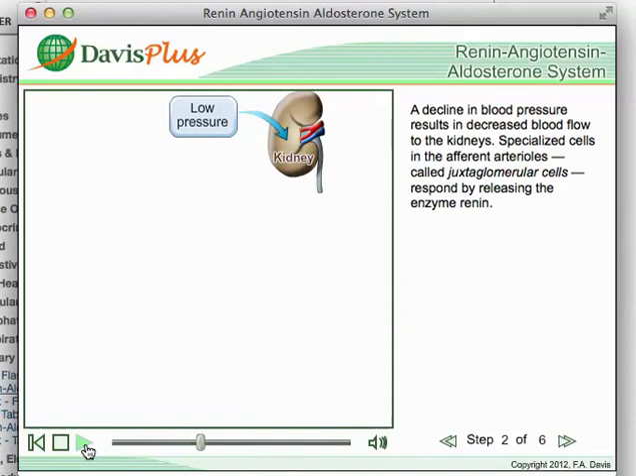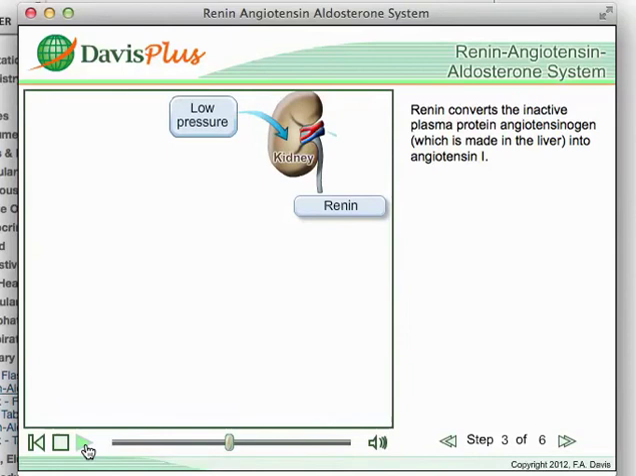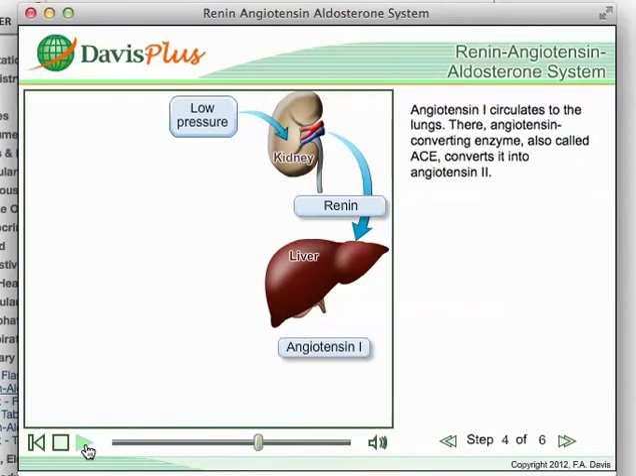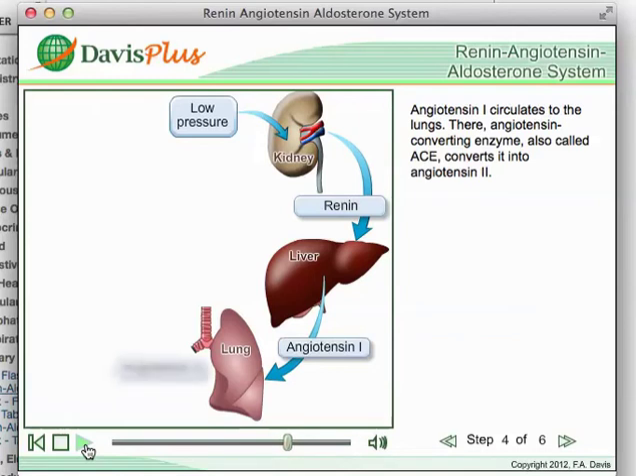Specialized cells in the afferent arterioles, called juxtaglomerular cells, respond by releasing the enzyme renin. Renin converts the inactive plasma protein angiotensinogen, which is made in the liver, into angiotensin 1. Angiotensin 1 circulates to the lungs. There, angiotensin-converting enzyme, also called ACE, converts it into angiotensin 2.